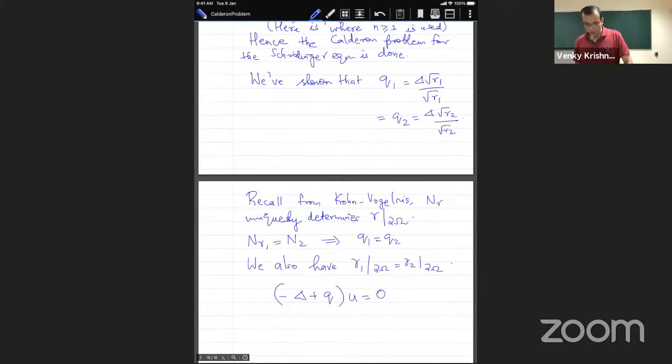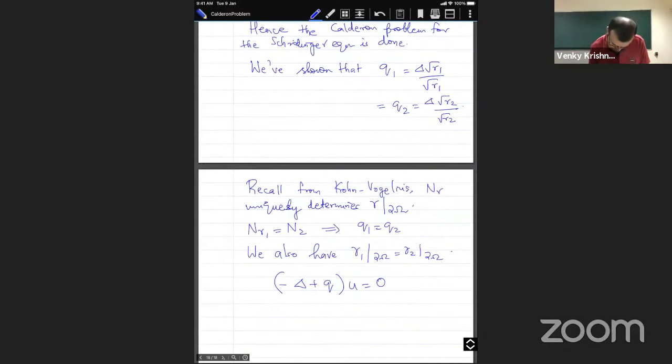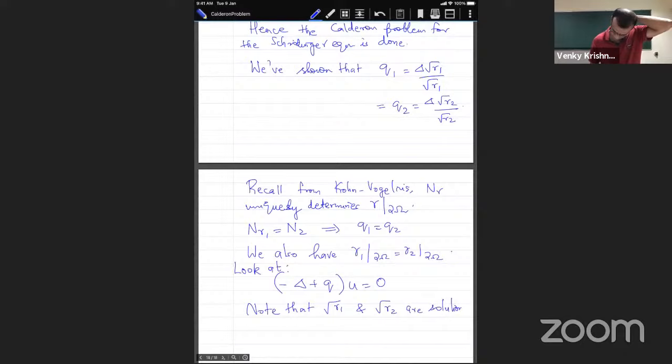Minus Laplace plus q u is equal to 0. Okay, now note that root gamma 1 and root gamma 2 are solutions to this equation, right? Because that's exactly what I have, right?